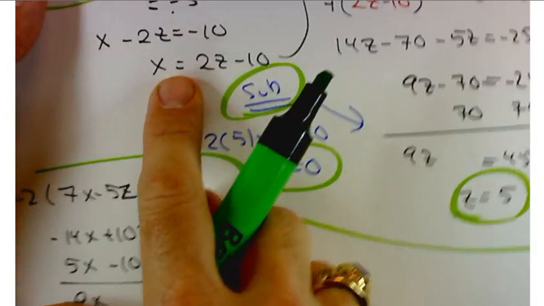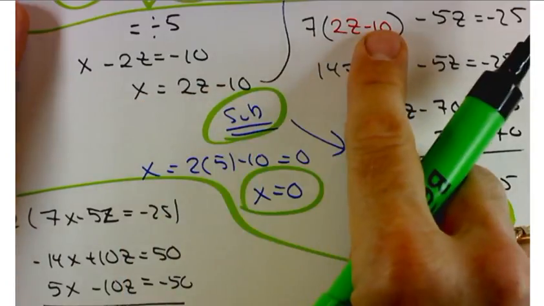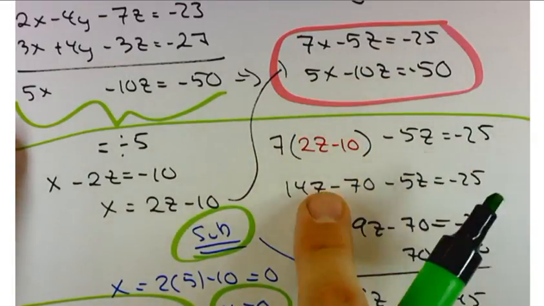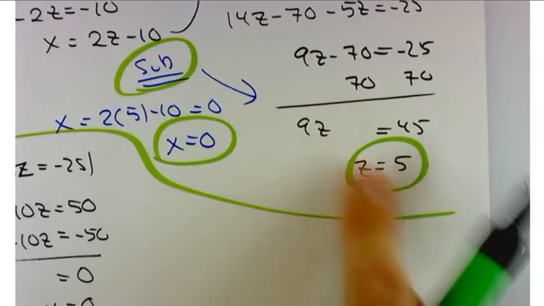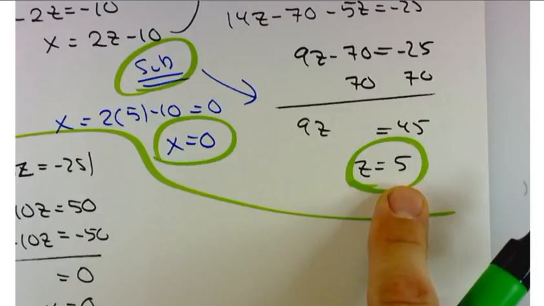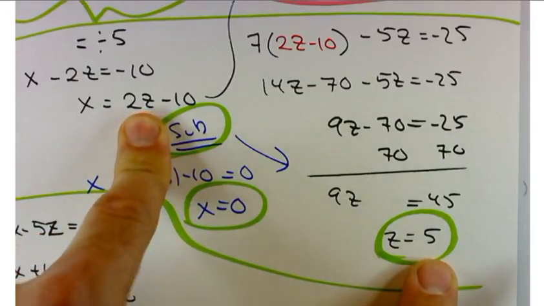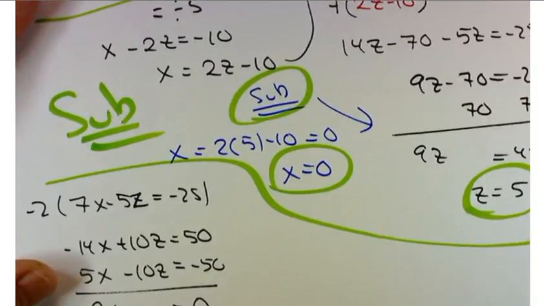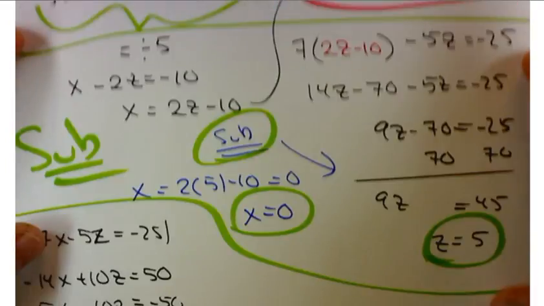Well, once we substituted, let me finish solving it here. So we got this expression for x, substituted it into the first equation, and solved for z. And then we got down to here, z equals 5. I took that z equals 5 and I substituted it back into this equation. So this is solving by substitution right here. So it's taking this 2 by 2 and solving it by substitution.